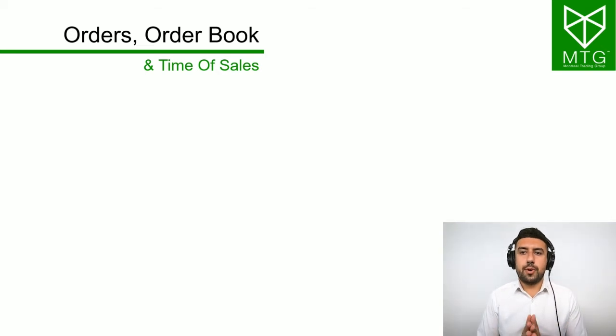In this lecture, we want to talk about orders, order books, and time of sales. So how are prices created? How are prices generated? We've said that both buyers and sellers decide on prices based on their orders and what they want to do, if they want to buy or sell.